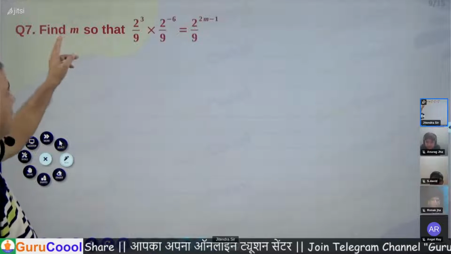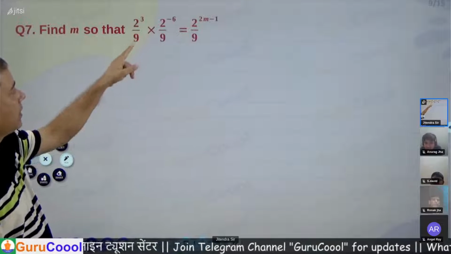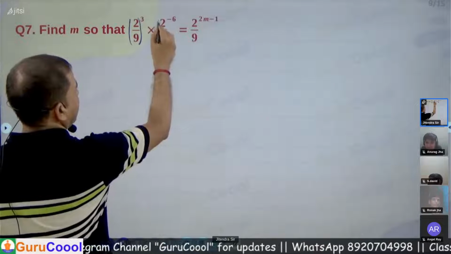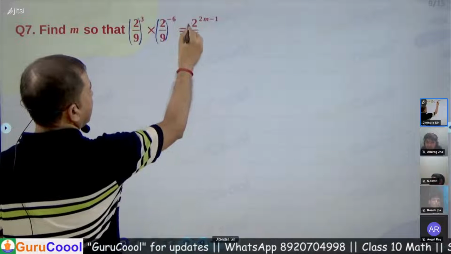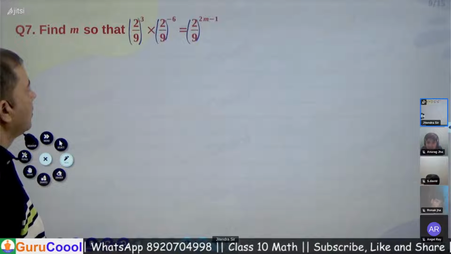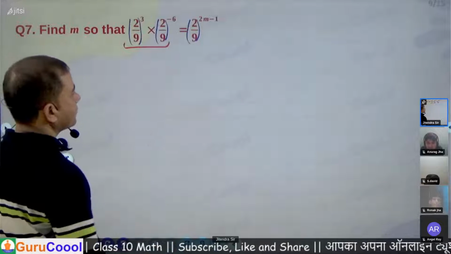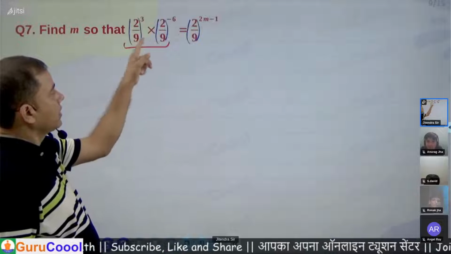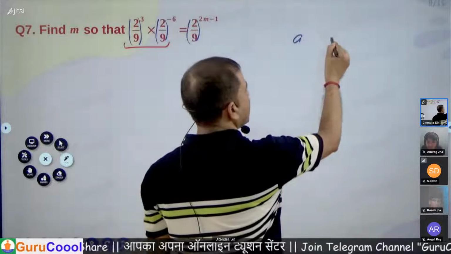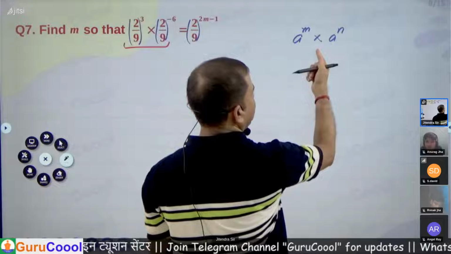Next, it is telling: find the value of m so that (2/9)^3 times (2/9)^-6 is equal to (2/9)^(2m-1). So on the left side, notice we have same bases but different powers, and multiply between them.